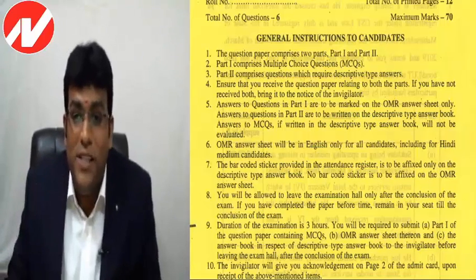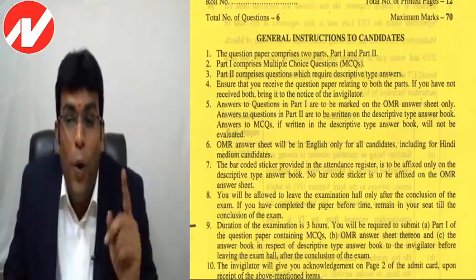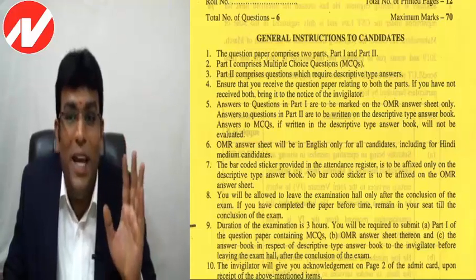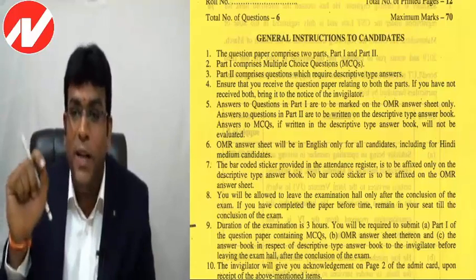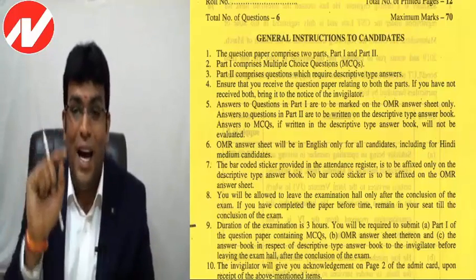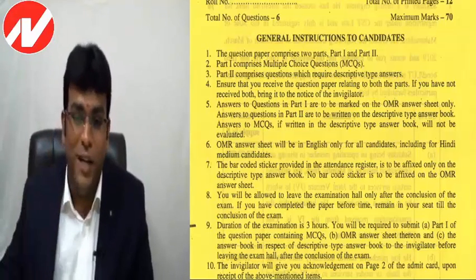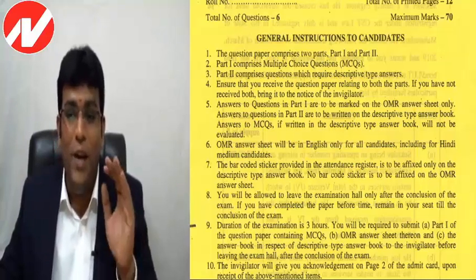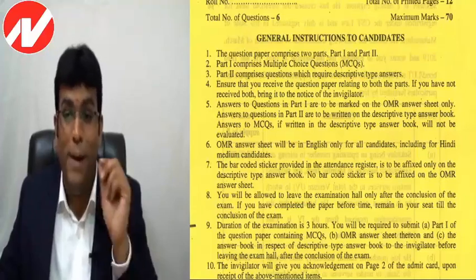Fifth point, you read once, sir. Answers to questions in part 1 are to be marked on OMR sheet only. And answers to questions in part 2 are to be written on the descriptive type answer book. Answers to MCQs written in the descriptive type answer book will not be evaluated. So whatever is there in the MCQ part, that definitely we have to write in what, my dear friends? We have to write in the OMR sheet.